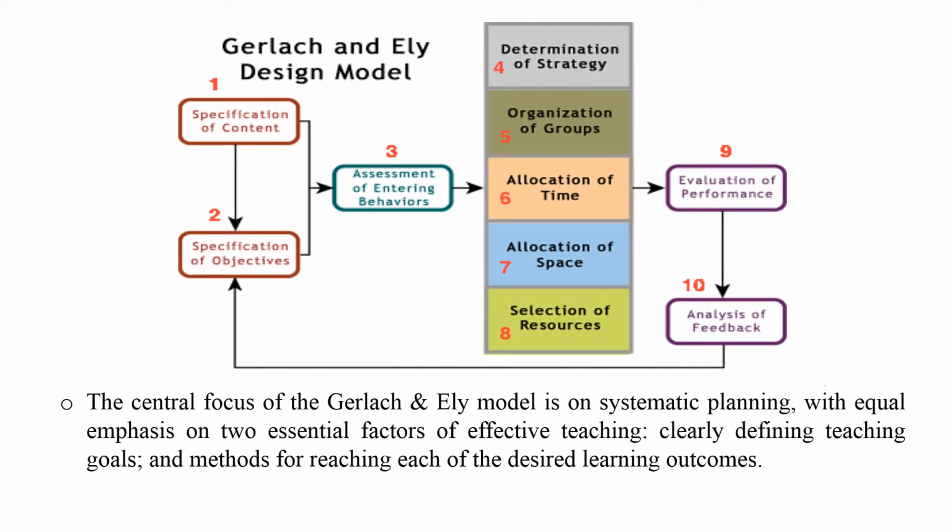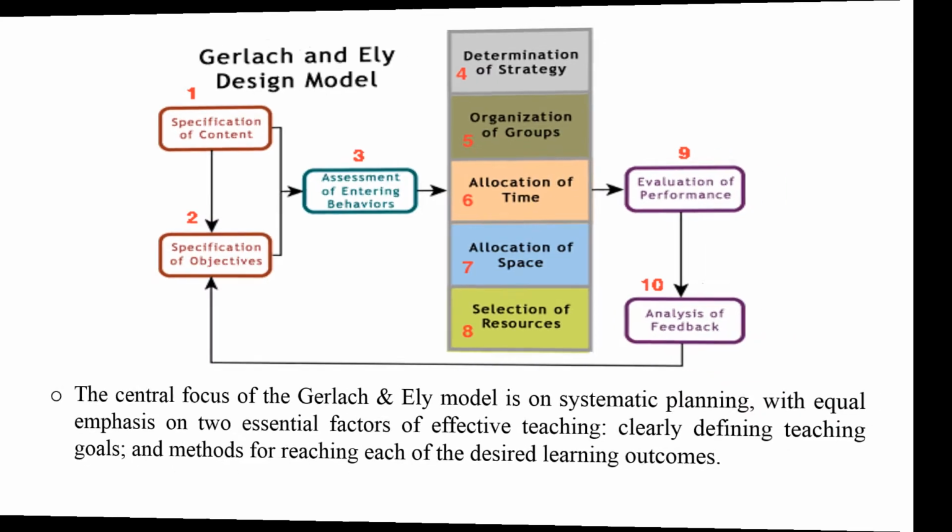Gerlach-Ely design model contains 10 elements. Specification of content. Specification of objectives. Assessment of entering behaviors. Determination of strategy. Organization of groups. Allocation of time. Allocation of space. Selection of resources, evaluation of performance, and the final one is analysis of feedback. The central focus of the Gerlach and Ely model is on systematic planning, with equal emphasis on two essential factors of effective teaching: clearly defining teaching goals, and methods for reaching each of the desired learning outcomes.